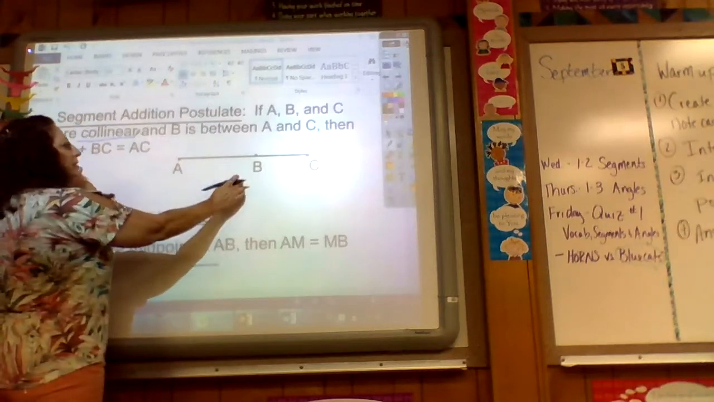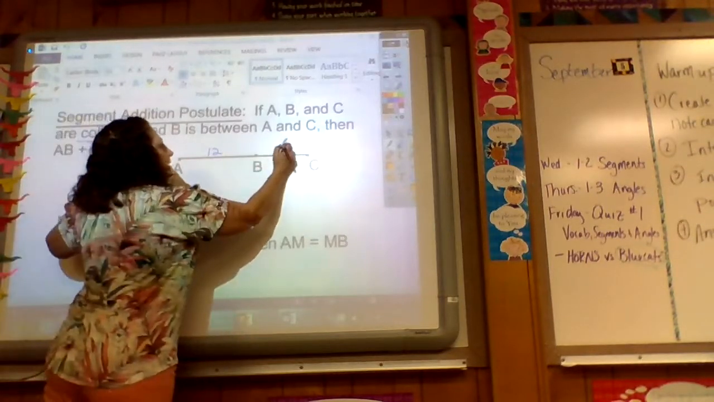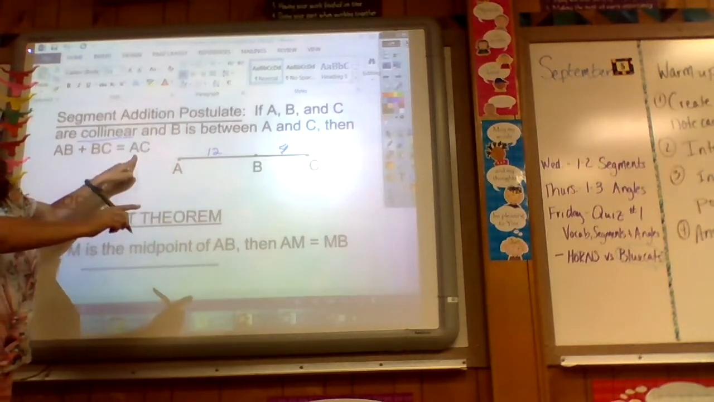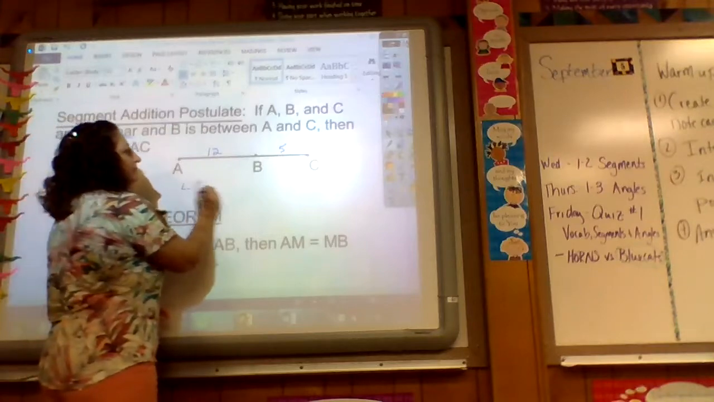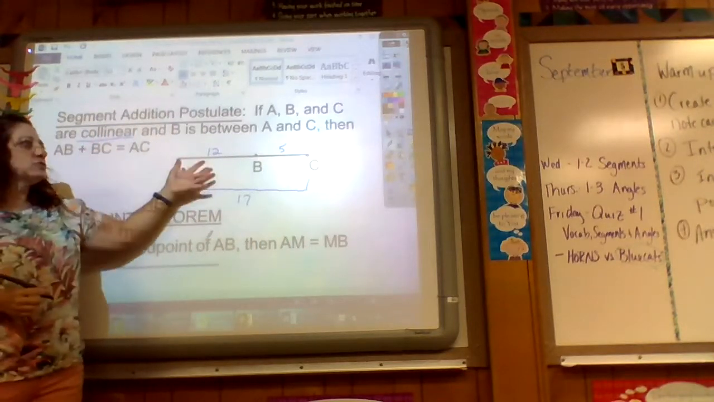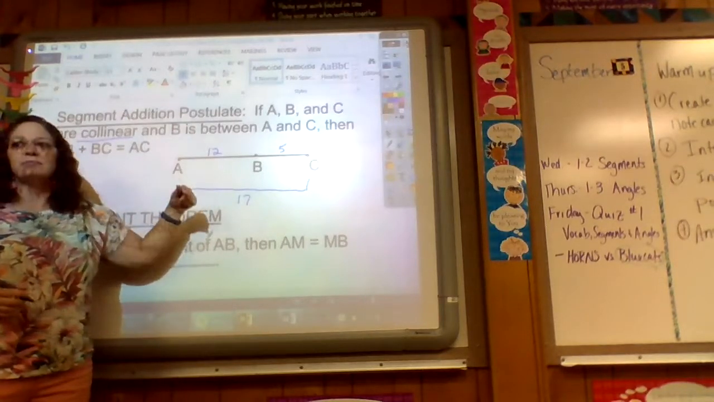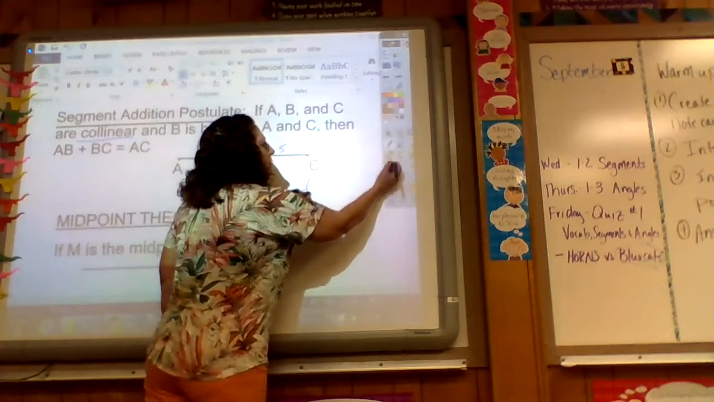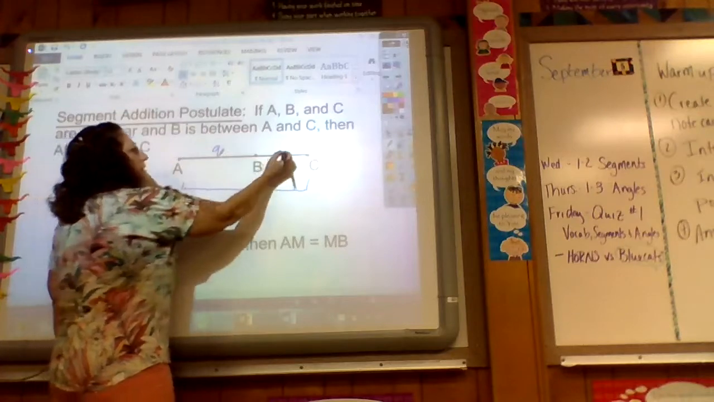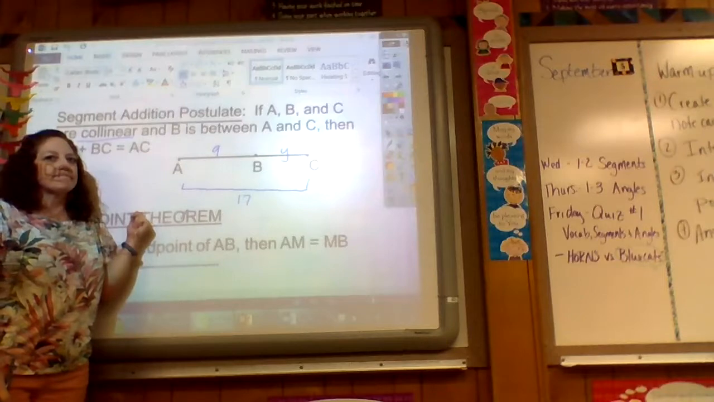The length of AB, let me just say it's 12 right now, plus BC, looks like 5 right now, I'm just making numbers up, will always equal the total of AC. So how long is AC? 17. Okay, so you should be able to have any two numbers in a segment addition postulate problem and find the missing number. So if we took these two off and I turned that into 9 here and a y here, how would I find the y, Holly?